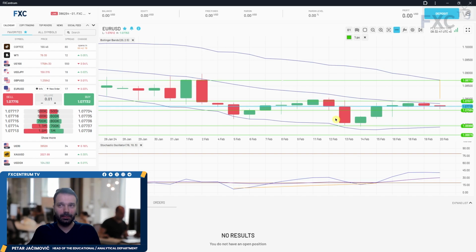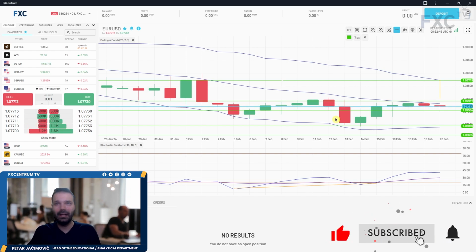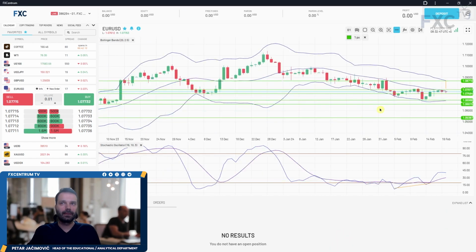In case of some stronger downside momentum, then there is a chance for the retest of the Bollinger Band low, the lower band, and the 1.0695 mark. Our perspective is that the upside is more likely to appear and to develop in the next short-term period.